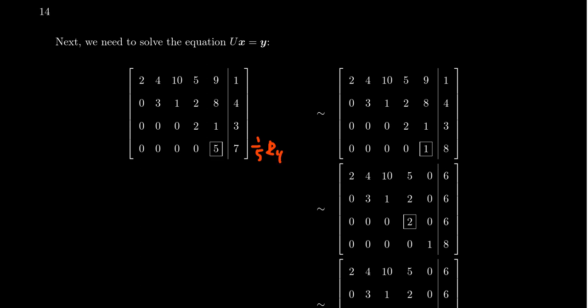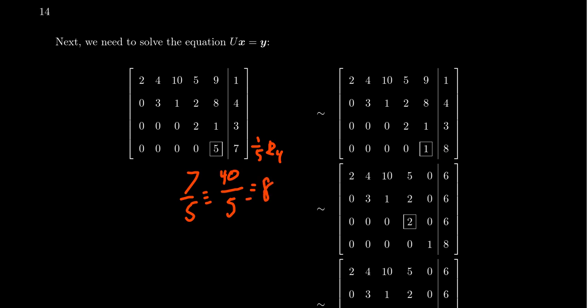So 5 divided by 5 is a 1. That's pretty easy. 7 divided by 5 is a little bit more tricky. But let's see, if we add 11 to 7, we end up with 18. That's not quite good enough. If we add 11 again, we'll get 29. Not quite there. If we go one more time, we add 11 again, that's going to give us 40. 40 divided by 5 is going to be 8. So we get an 8 right here.